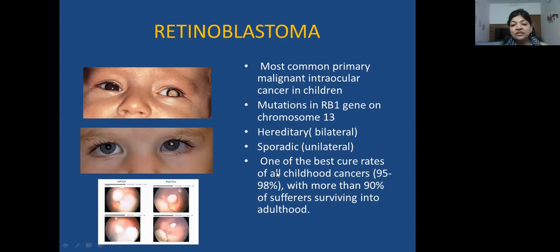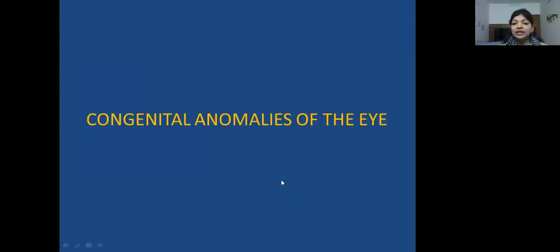I'm not going into the details of the treatment because that's out of scope for this talk. But just to tell you that if a retinoblastoma is diagnosed in time, it is one of the better cancers to have in terms of life survival, with almost 90% of people surviving to adulthood if it's treated at the right time.